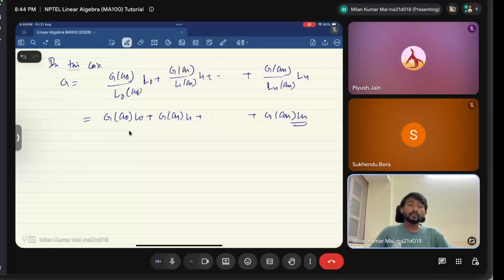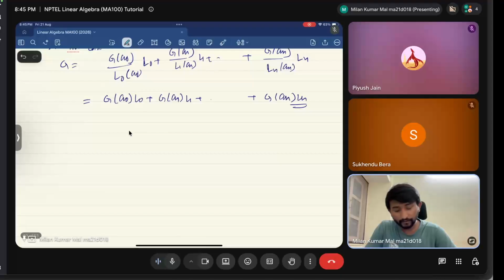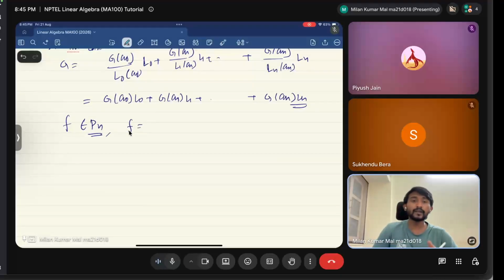So what is the importance of this Lagrange's polynomial? Interestingly, if you look very carefully, you are given a function f in Pn, and you are asked to find that f as a linear combination of Lagrange's polynomials. So you know which elements you need to take the linear combination of, but you should decide the coefficients. But the beauty of the Lagrange's polynomial is that the coefficients are nothing but the evaluation of the function f at those distinct points where the Lagrange's polynomial is defined.